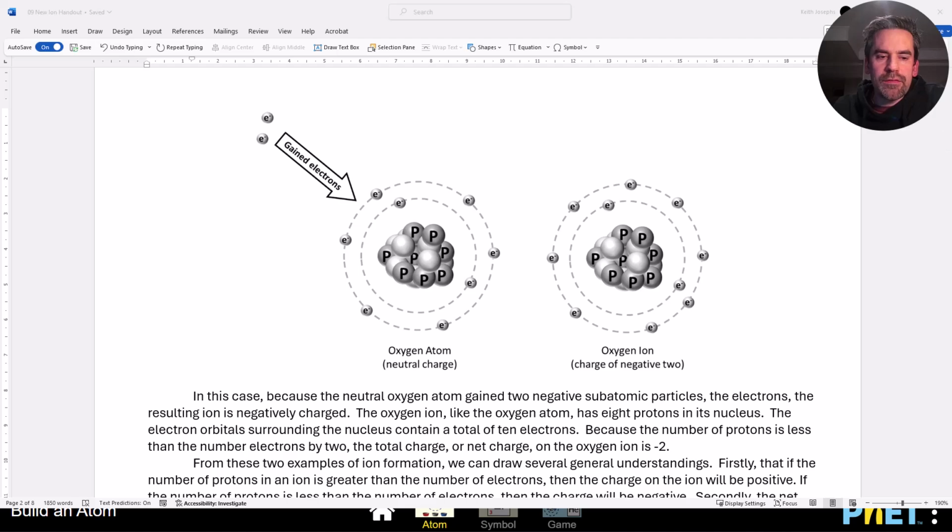In this case, because the neutral oxygen atom gained 2 negative subatomic particles, these electrons, the resulting ion is negatively charged. The oxygen ion, like the oxygen atom, has 8 protons in its nucleus. The electron orbitals surrounding the nucleus contain a total of 10 electrons. Because the number of protons is less than the number of electrons by 2, the total charge, or net charge, on the oxygen ion is -2.